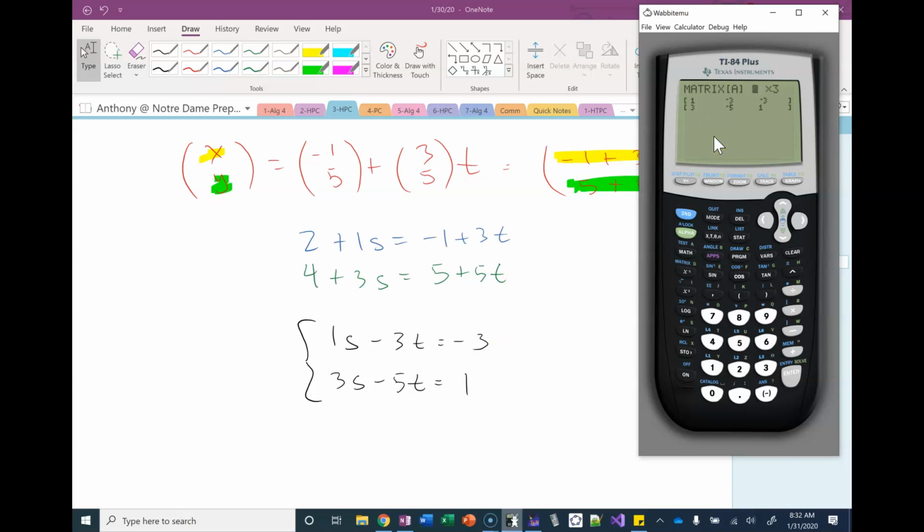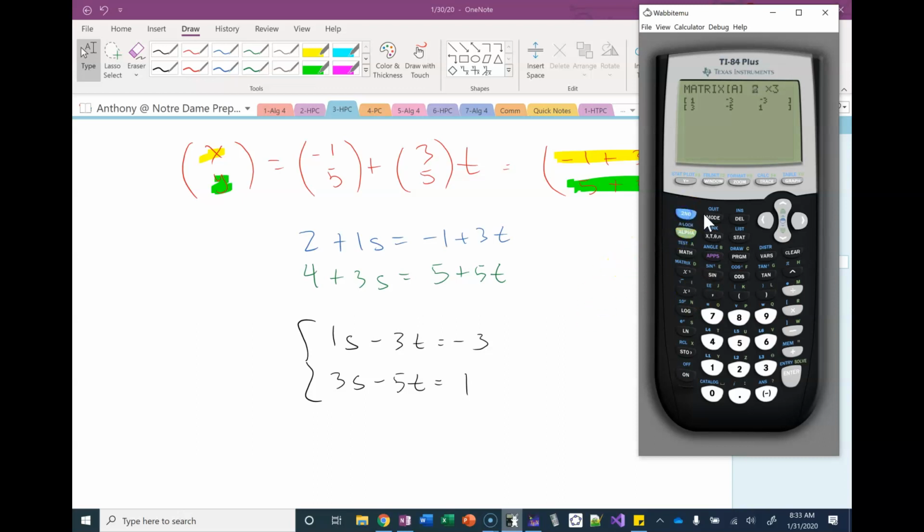You go to the Edit tab, and then pick one of the matrices, and then you can just type in whatever you want. It does not matter which matrix you use. So I did a 2 by 3 matrix, and then I just typed in the coefficients for my equation. So the first row is 1, -3, -3. The second row is 3, -5, 1. We okay with that?